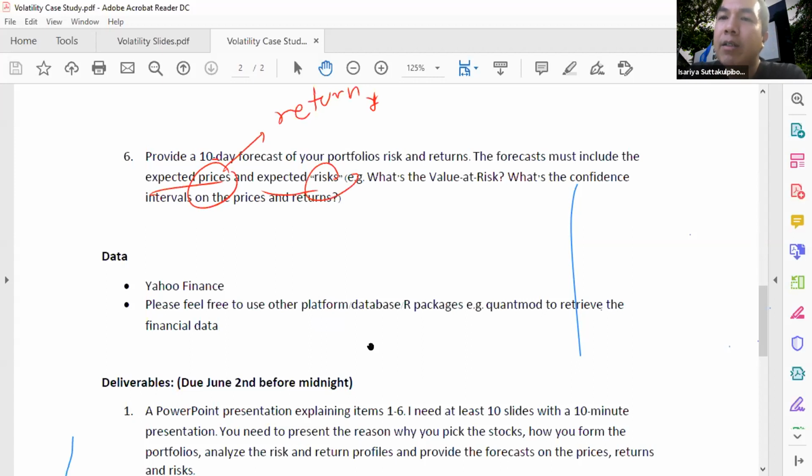I hope this is trivial for you, but you can think about this a little bit. I want you to think about what the 10-day prices and risks would be. What's the value at risk? What's the confidence interval of price and returns?